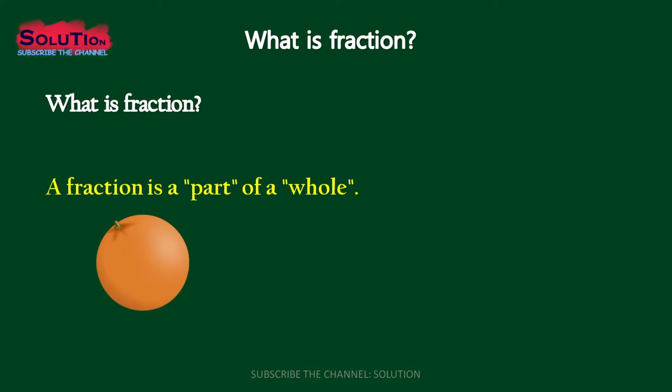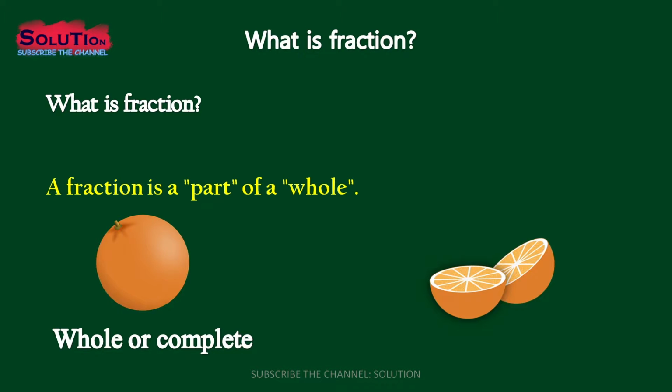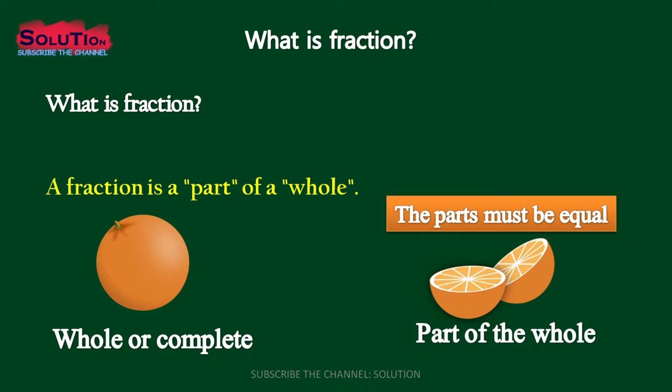So if you have one orange, that is whole or a complete orange, and if I divide it, this is part of the whole, but you have to remember that the parts must be equal. So these are known as fraction.